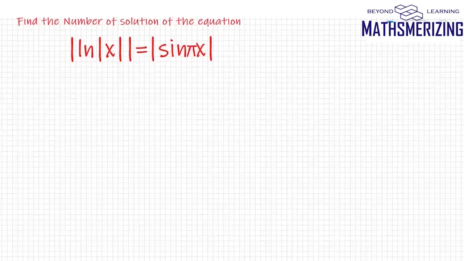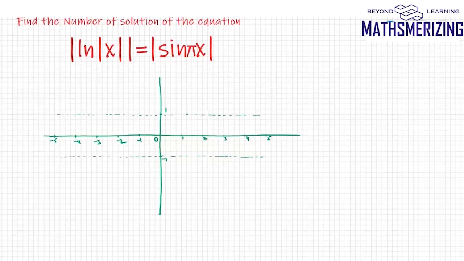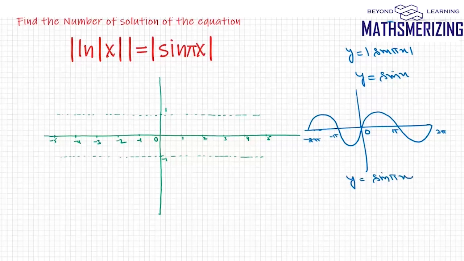Now, the one question which I've come across many times is, find the number of solutions of the equation mod log mod x equals mod sine pi x. So here we have to find number of solution to this equation. So first I'll draw the graph of mod sine pi x. So for mod sine pi x, my basic graph is y equals sine x. Now for sine pi x, I'll divide every value with pi.